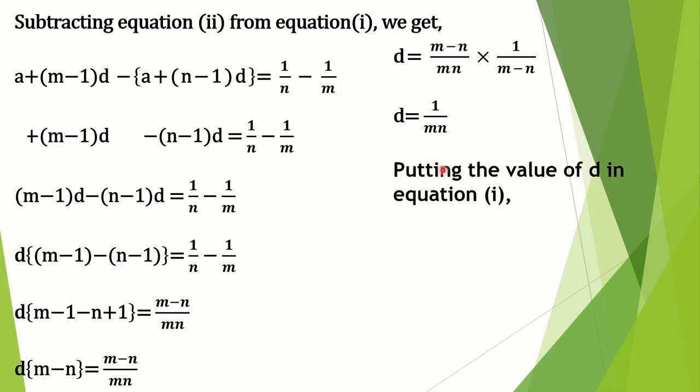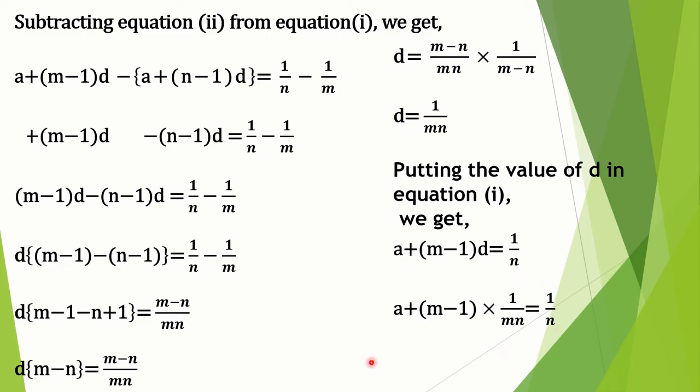For this purpose, putting the value of d in equation 1, we get: our equation 1 was this one, a plus (m minus 1) d equal to 1 over n. Now, in place of this d, we are going to keep 1 over mn to get this line. Now, this 1 over mn will multiply both these terms, so we are going to get m over mn minus 1 over mn. The rest of the terms are copied as it is.